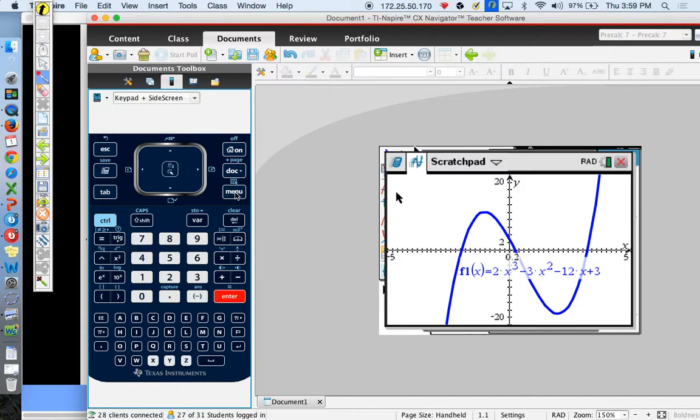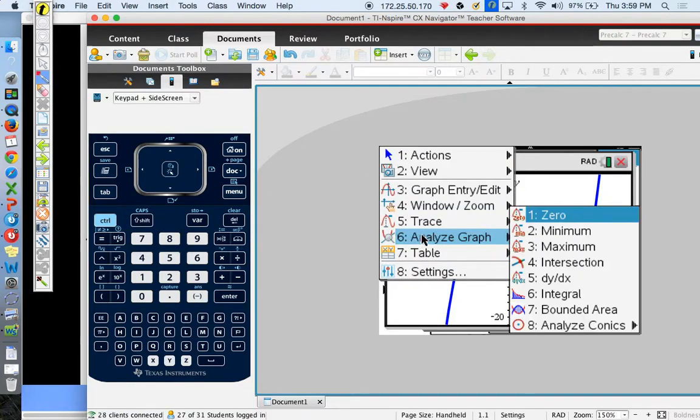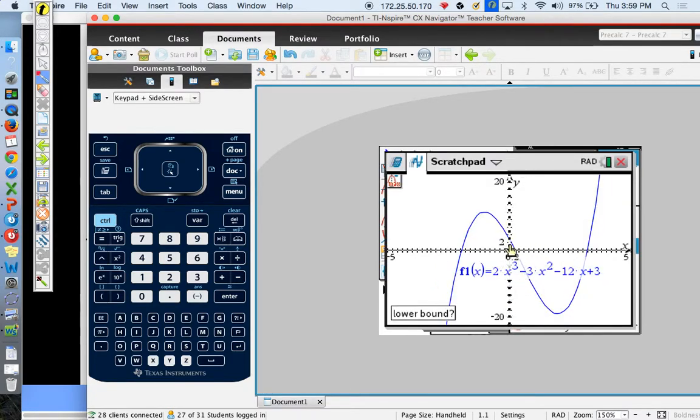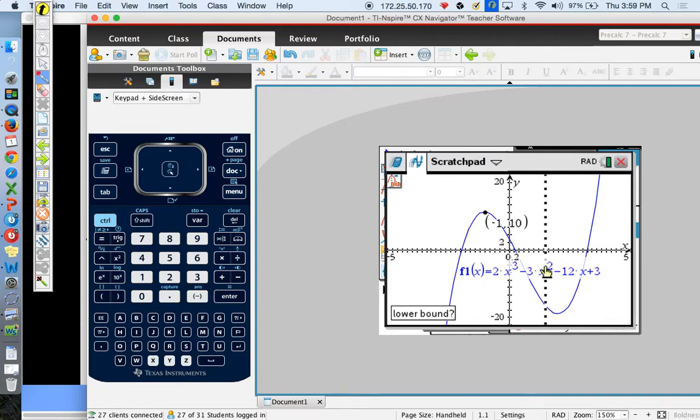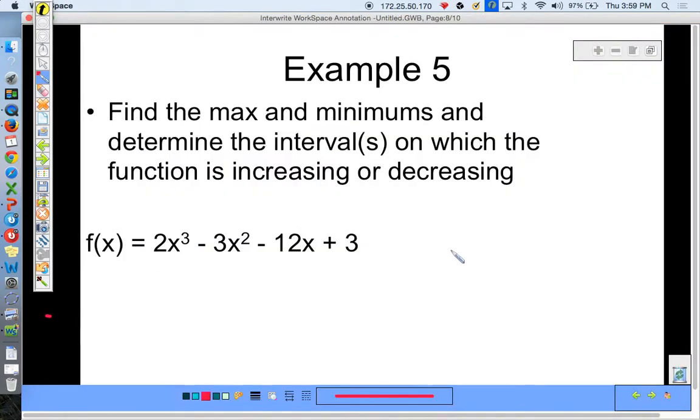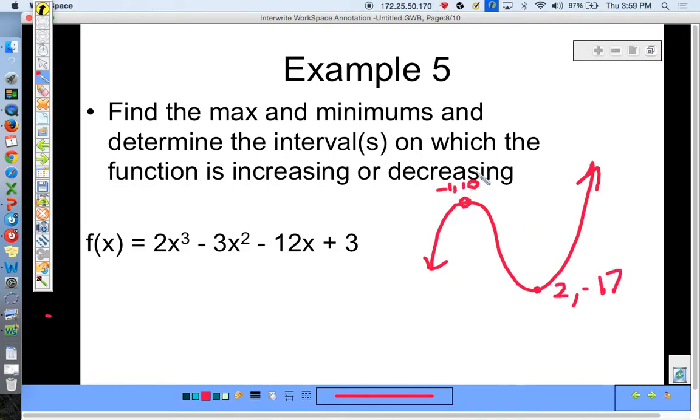So to actually find them on the calculator, we hit Menu, Analyze Graph. We're finding a maximum. And this vertical line shows up, and it says lower bound. So that means we go to the left, to the right, and the coordinate shows up. And we can do the same to find our minimum. We go to the left, to the right, and there's our minimum. So this graph, this was the coordinate negative 1, 10, and 2, negative 17. So here's our max. And here's our minimum.